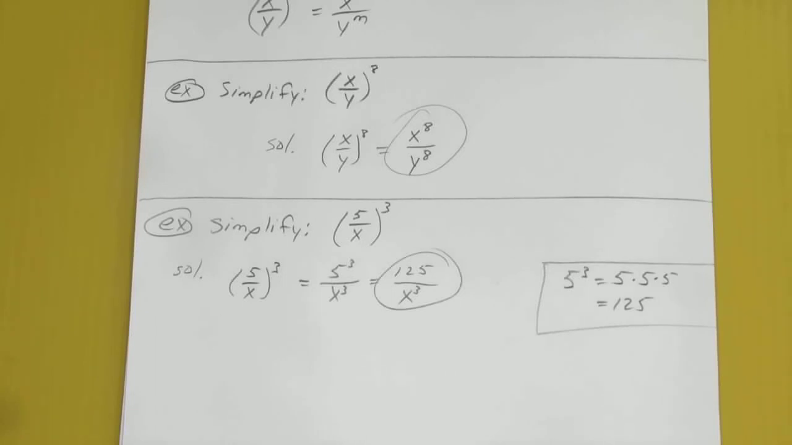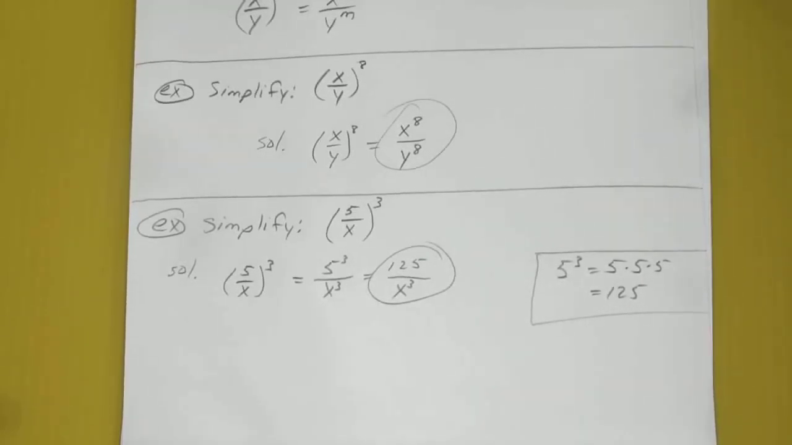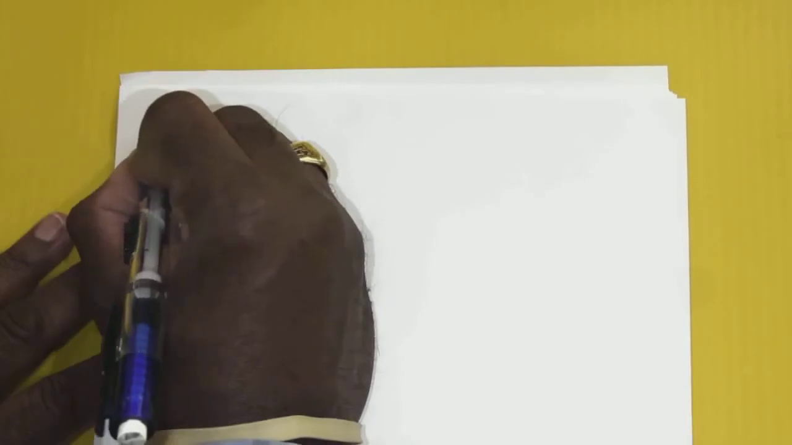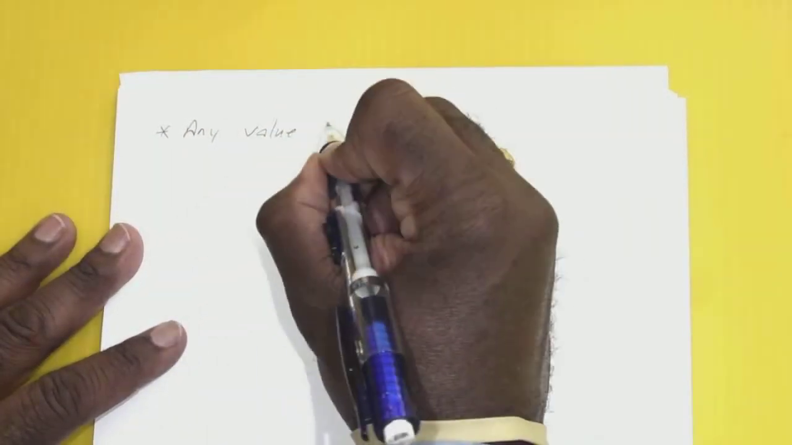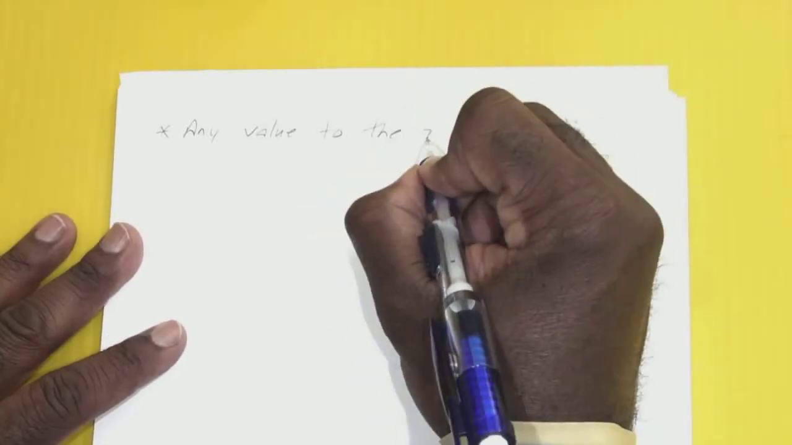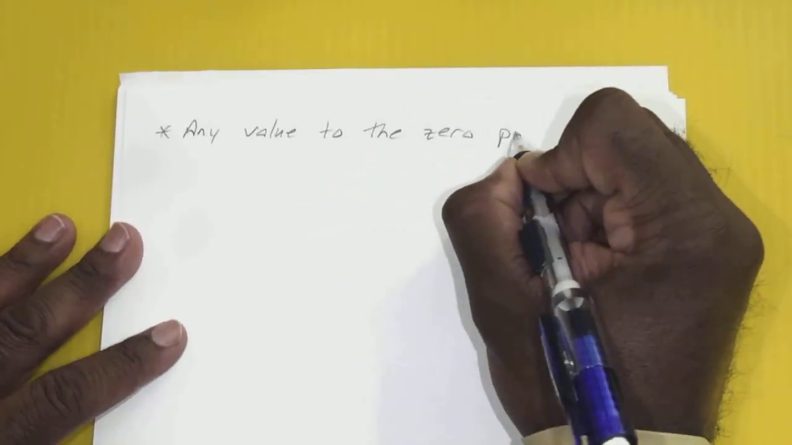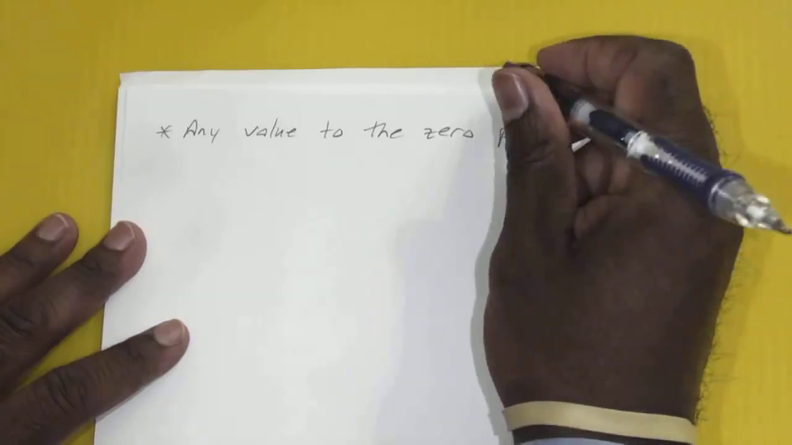Okay. All right. And two quick little things after this. Anything raised to the power. Oh, anyone still writing this one? Okay. Any value to the 0 power, the 0 exponent, is 1.